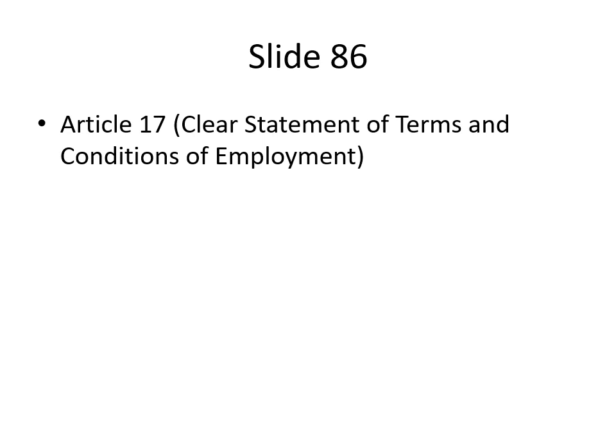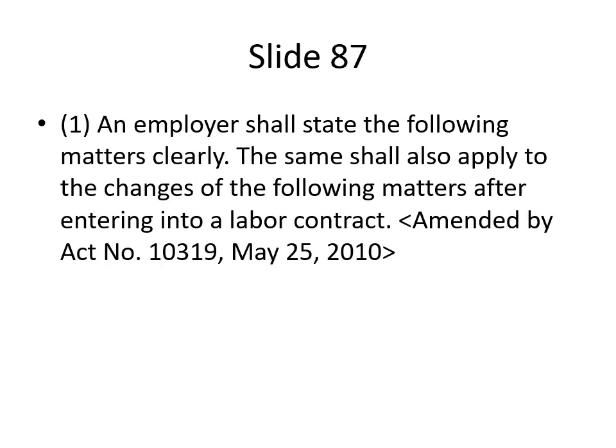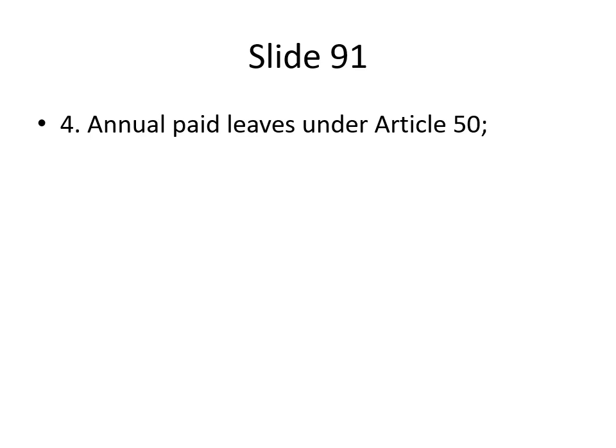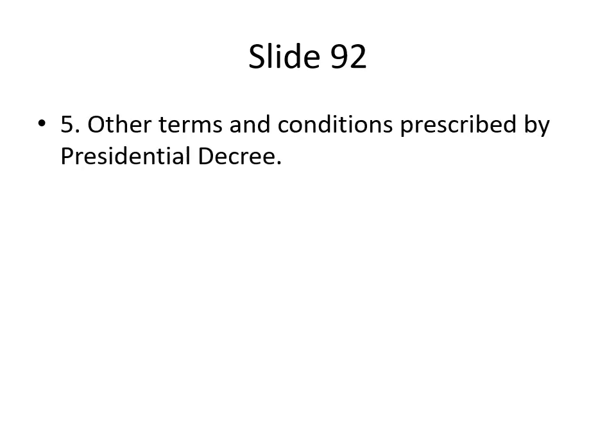Article 17. Clear statement of terms and conditions of employment. 1. An employer shall state the following matters clearly. The same shall also apply to the changes of the following matters after entering into a labor contract. <amended by Act No. 10319, May 25, 2010> 1. Wages. 2. Contractual work hours. 3. Holidays under Article 55. 4. Annual paid leaves under Article 50. 5. Other terms and conditions prescribed by Presidential Decree.